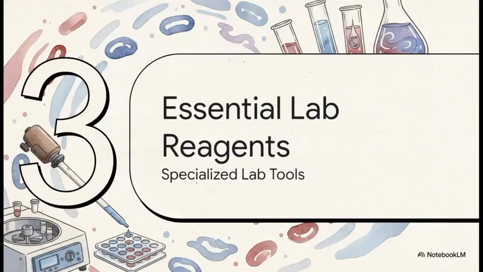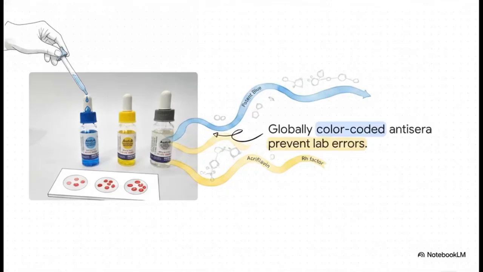Part 3, essential lab reagents. Because labs handle massive volumes of these critical tests, commercial antisera are globally color-coded. It's a brilliant system designed to prevent fatal errors. Anti-A is always blue, using a patent blue dye. Anti-B is always yellow, thanks to an acroflavin dye. And anti-D, which determines your positive or negative Rh factor, that one is kept strictly clear. So you essentially have vital safety mechanisms built right into the chemistry itself.